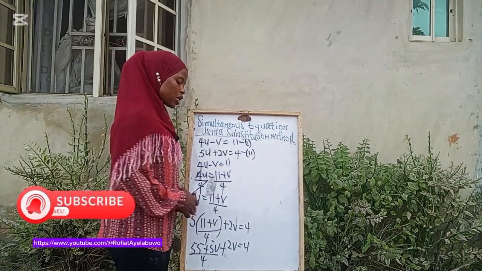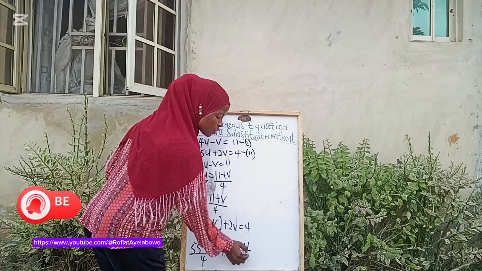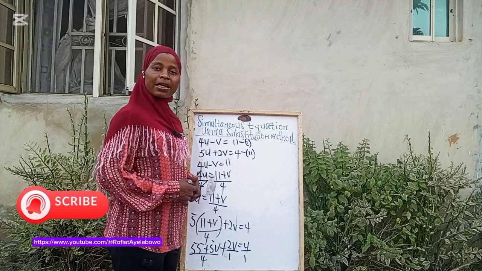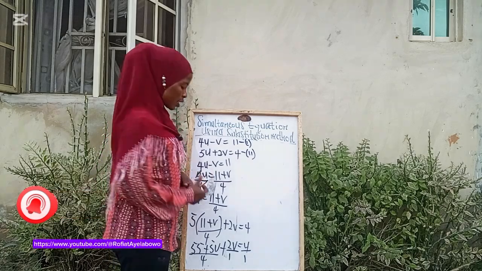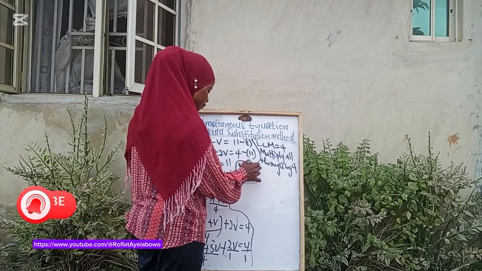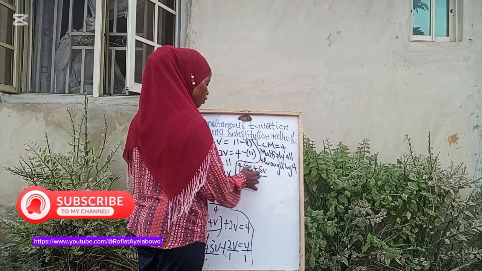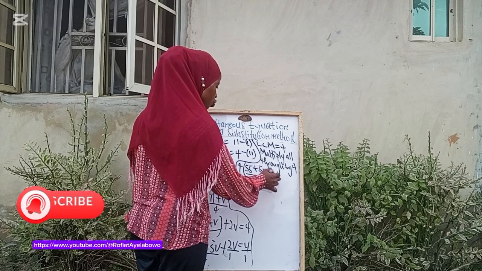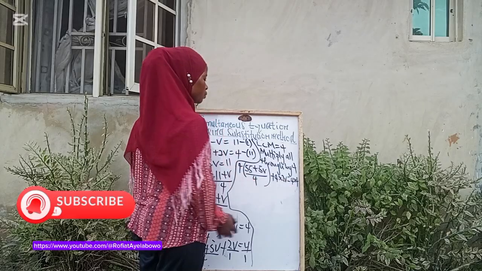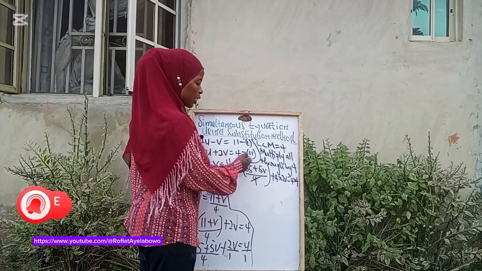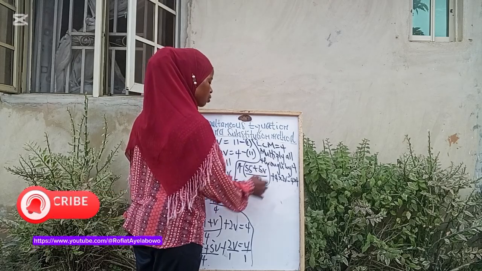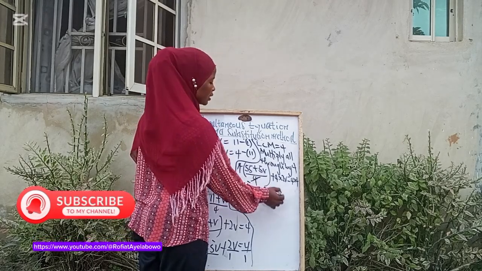So if you have this, you can write this over 1, write this over 1, so that it can be in fractional way the way we have this. The next thing is to find the LCM and multiply all through by the LCM. You have 4 open bracket 55 plus 5v over 4 close bracket plus 4 times 2v is equal to 4 times 4. This 4 will cancel this 4. You are left with 55 plus 5v plus 8v is equal to 16.